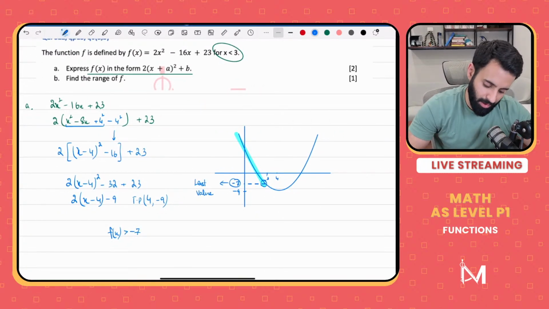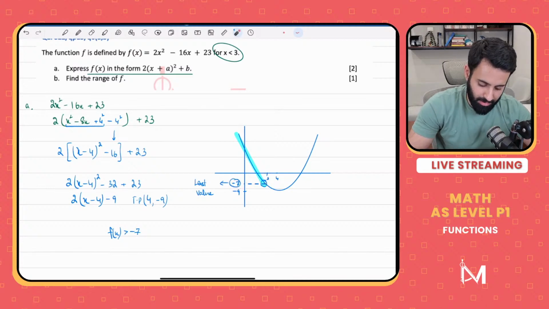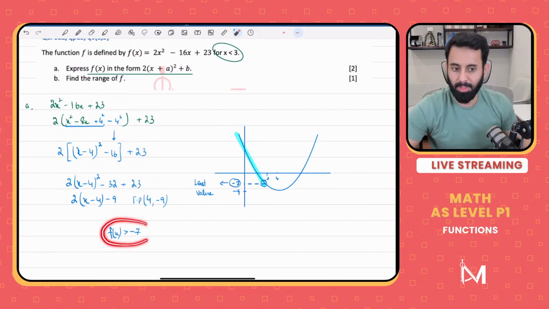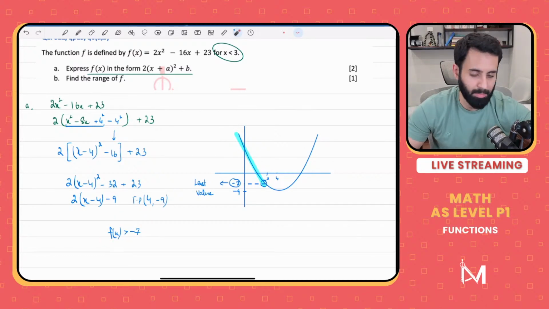I repeat. When you plug in 3, what do you get? You get minus 7. And all the other values, this is the part of the curve that you're looking at, are greater than minus 7. So that means the range will be f of x is greater than minus 7.